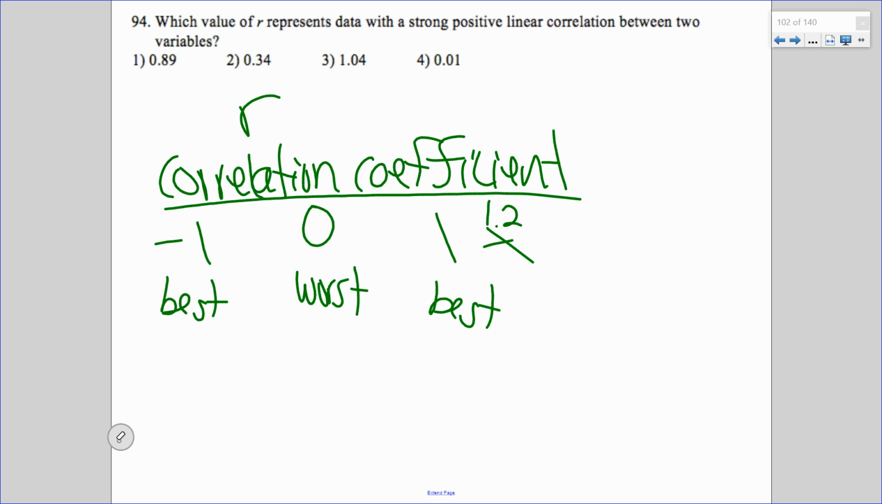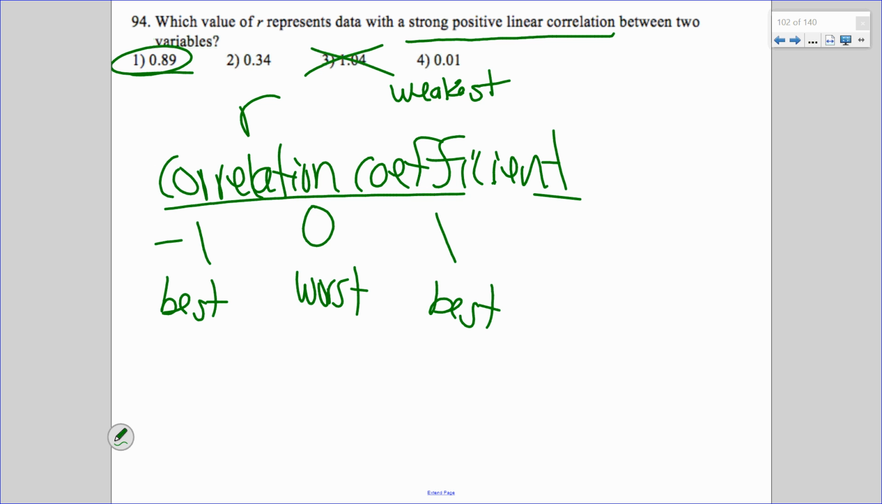So it wants to know which value of R represents data with a strong positive linear correlation. If it's positive, it's got to be positive. There's no negative answers here, so that's not an issue. It can't be more than 1, so that's out. Which one's closest to 1 without going over? Choice 1. The weakest would be choice 4.